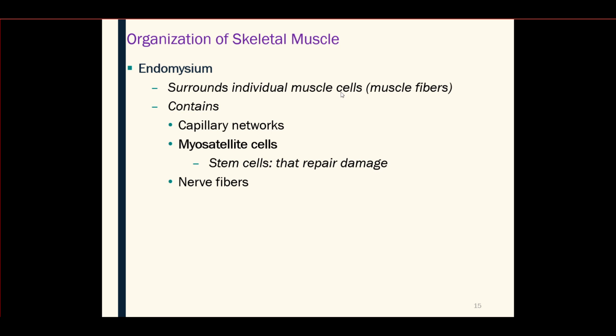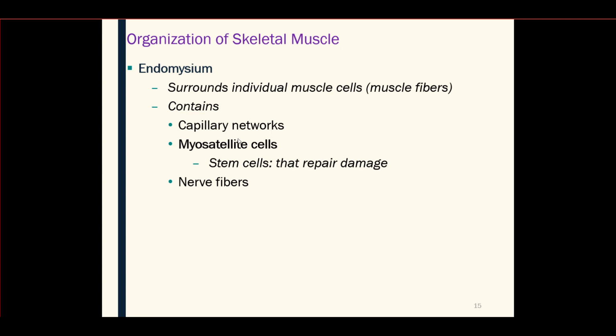And just be aware, because I use them interchangeably, we can call muscle cells muscle fibers. They're like long strands that run the length of the muscle. Now, this endomysium contains capillary networks, so that means it has a really good blood supply to bring blood to the muscle cell. And muscle cells, we're going to see, need a lot of oxygen, a lot of glucose, fatty acids to function. So these capillary networks are important.